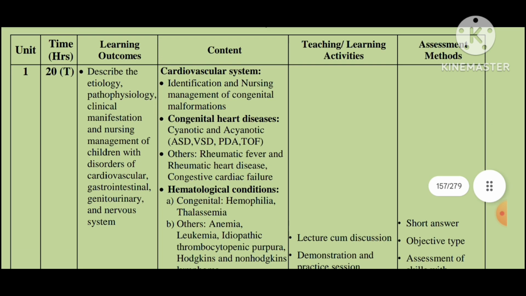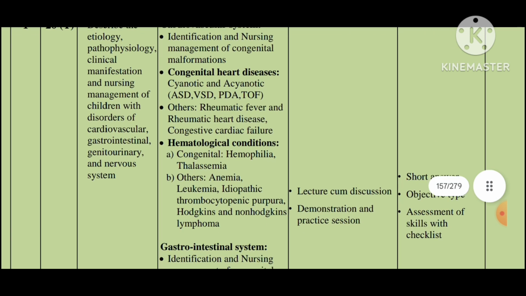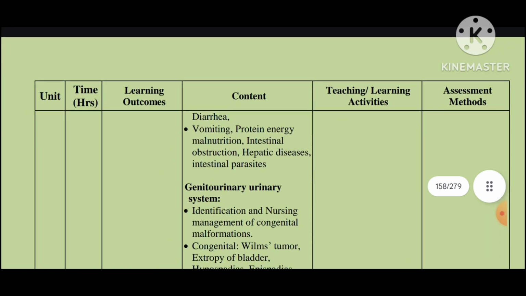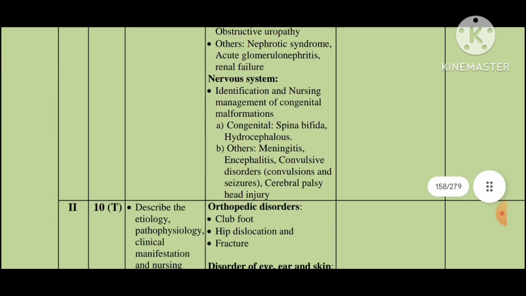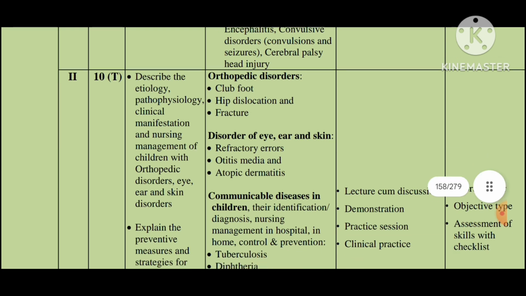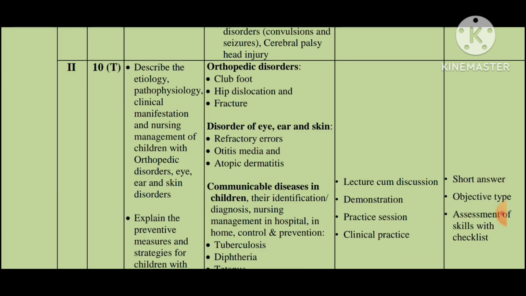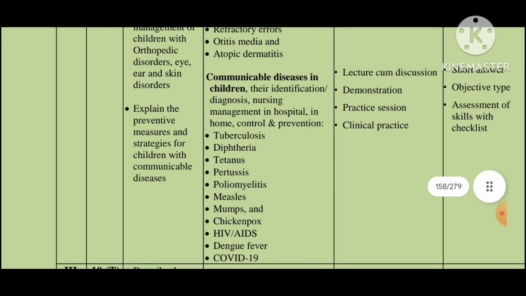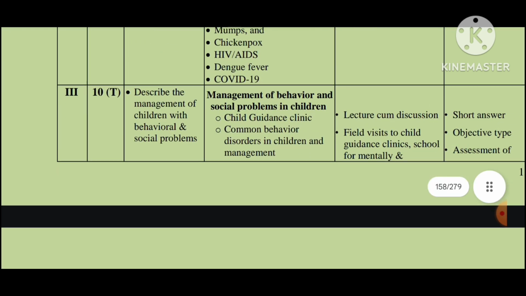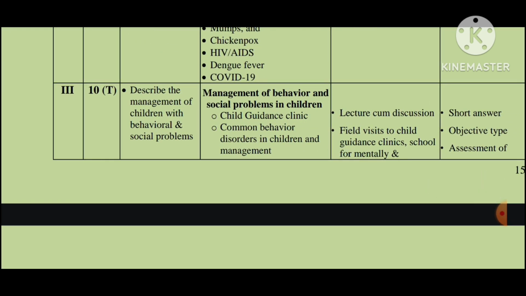First unit is on cardiovascular system, congenital heart diseases, hematological conditions. The theory is 20 hours. The second unit is on orthopedic disorders in children, 10 hours. Disorders of eye, ear and skin and communicable diseases in children. And the next unit is management of behavior and social problems in children, 10 hours.